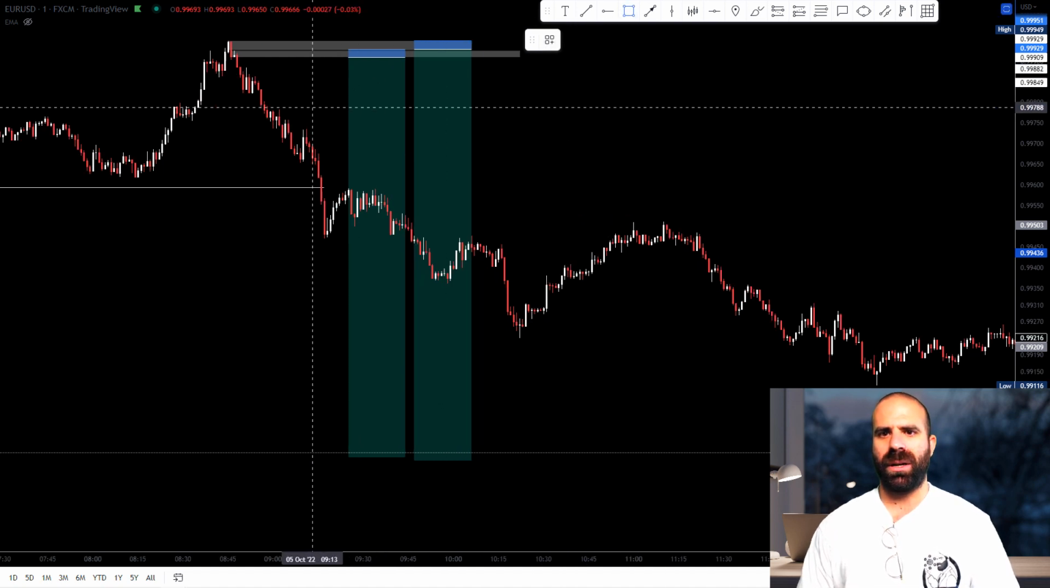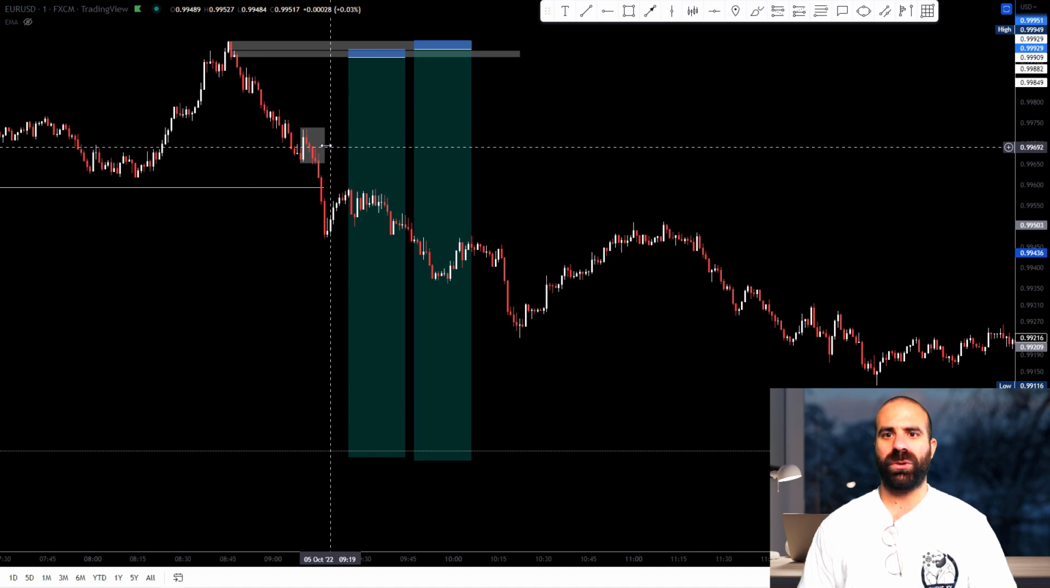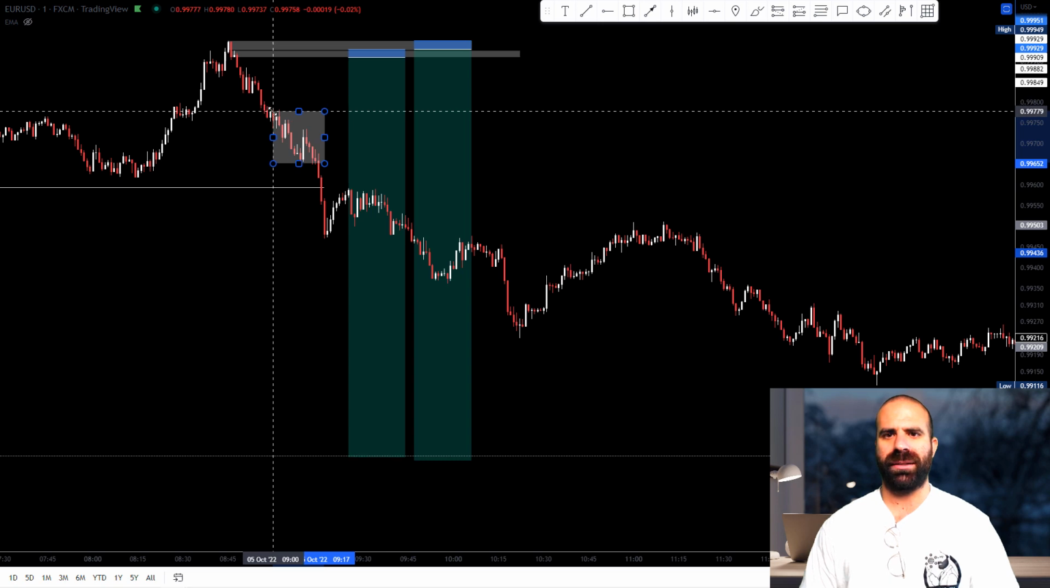Let's take another example. If you want to identify this order block right here, but you don't know if price is gonna also react from this whole area that we see right here.